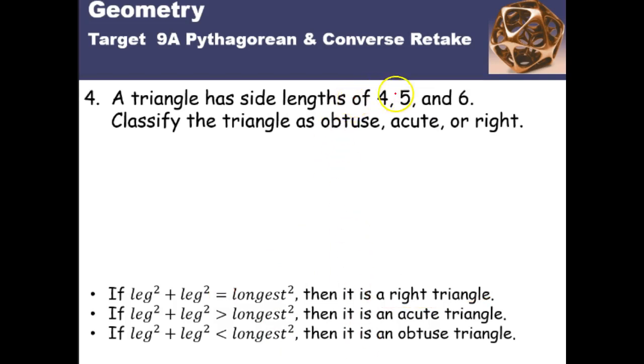Number 4, same kind of problem. I circle the longest side. 4 plus 5 is 9. So 9 is bigger than 6, so this is a triangle. Then I do 4 squared plus 5 squared.